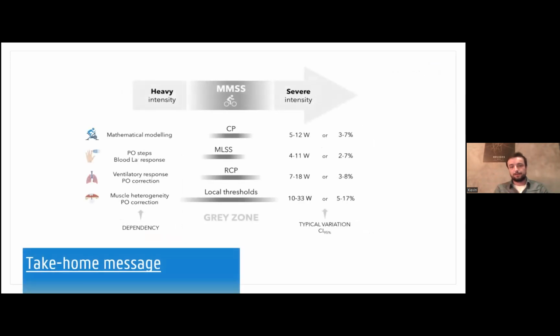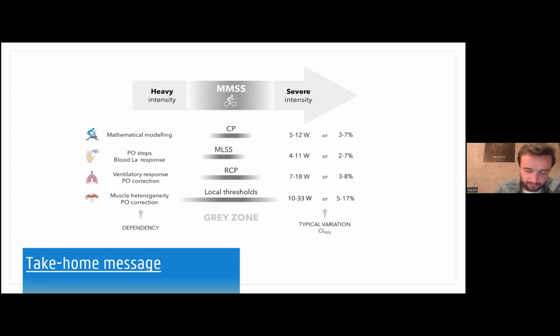So as a main conclusion of this study, but also of the studies that I performed before this longitudinal study, this is the framework that we see if we use whole body thresholds, being critical power, maximal lactate steady state, and RCP. I think that the typical variation is quite okay, at least if you have a careful determination of those thresholds. We can see in the local thresholds that the zone of variation is much bigger.